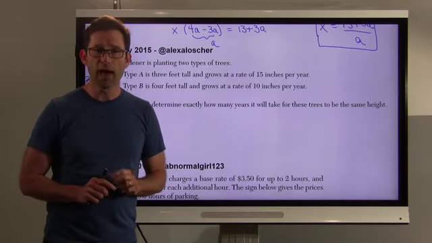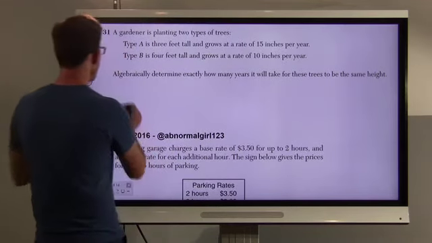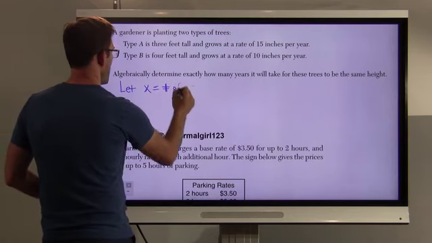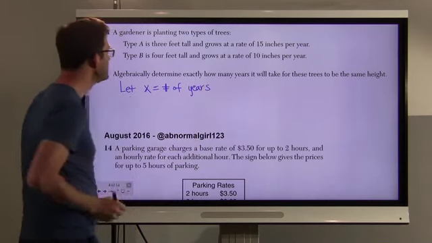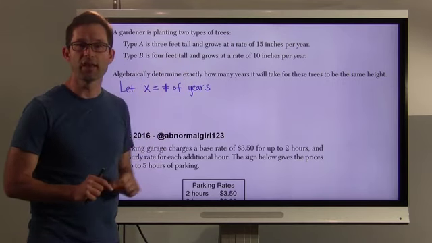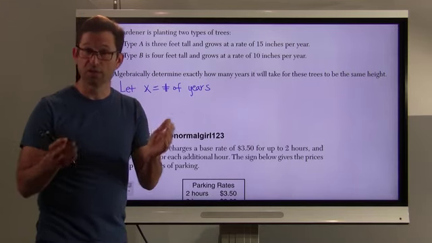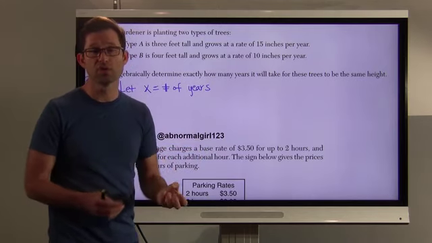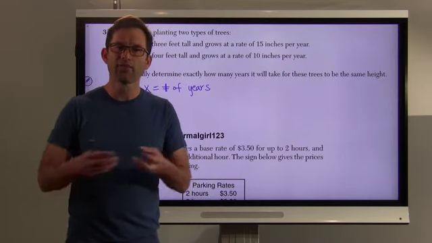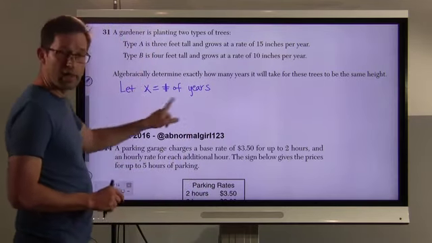Now, what I want to be able to do from that is change it into some kind of an equation. So let's do a little let statement, right? Let x be the number of years. So if x is the number of years, let's write an equation for how tall type A is in x years. And then let's make sure that we do it in terms of inches, because again, we've got to do it that way. We can't add feet to inches, even though I might be 6 feet 2 inches tall. Ultimately, to do anything with that kind of height, I would have to change it all to inches or all to feet, but that would get awfully ugly. So anyway, let x be equal to the number of years.